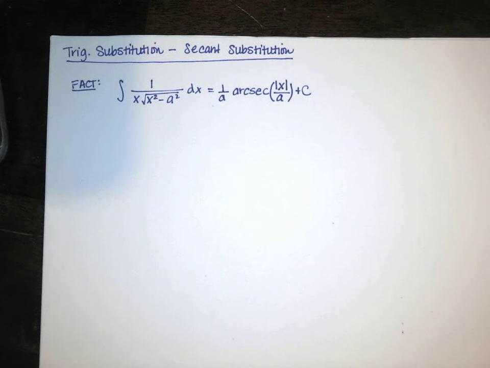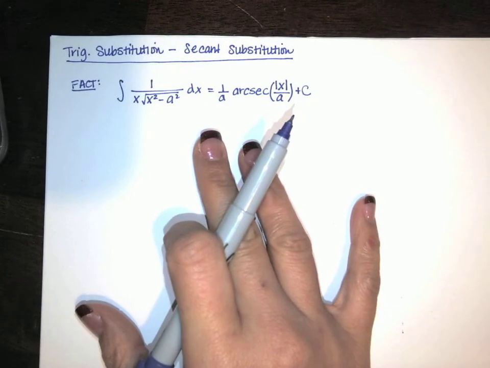Okay, this video is about trigonometric substitution, and this is for integrals that look like an arcsecant, but they're not an arcsecant, and they're not a u-sub.